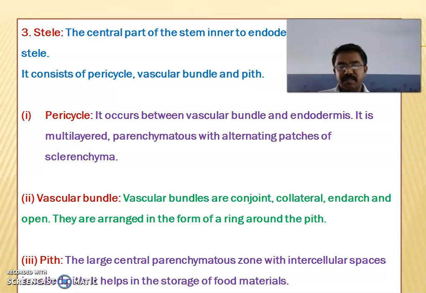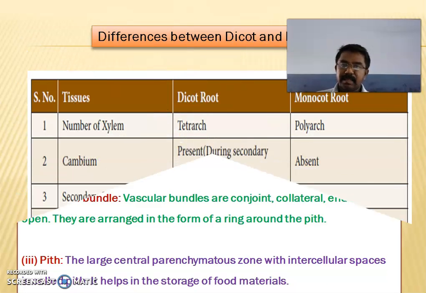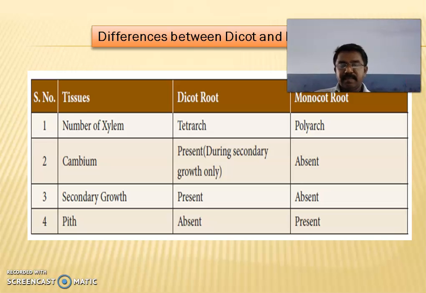Already we have discussed the different parts of the storage materials in this plant. Next, we will discuss the difference between dicot and monocot root. Already you know the examples of dicot root and monocot root. Dicot plant and monocot plant, right? Tissue, number of xylem: dicot root, tetrarch; monocot root, polyarch.